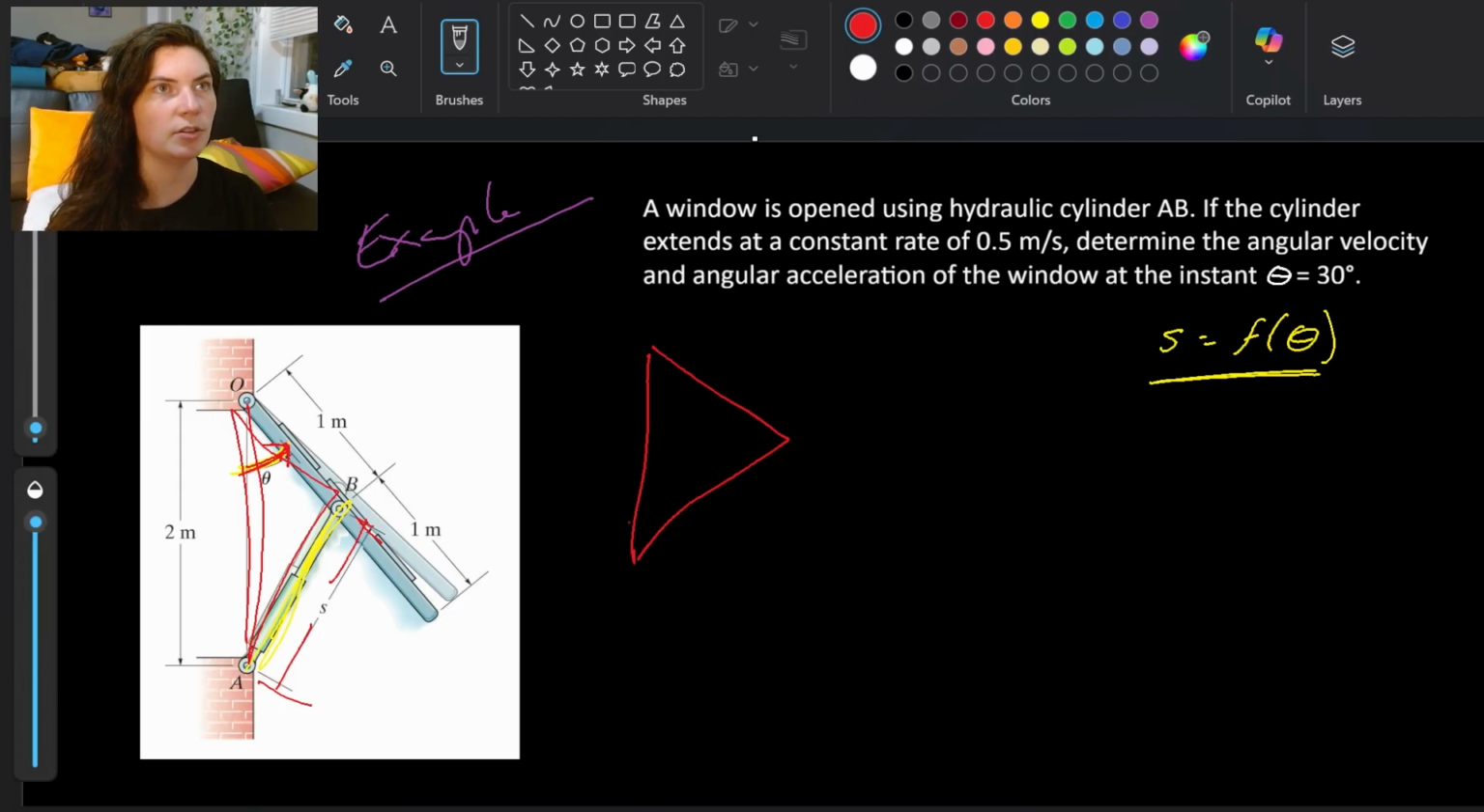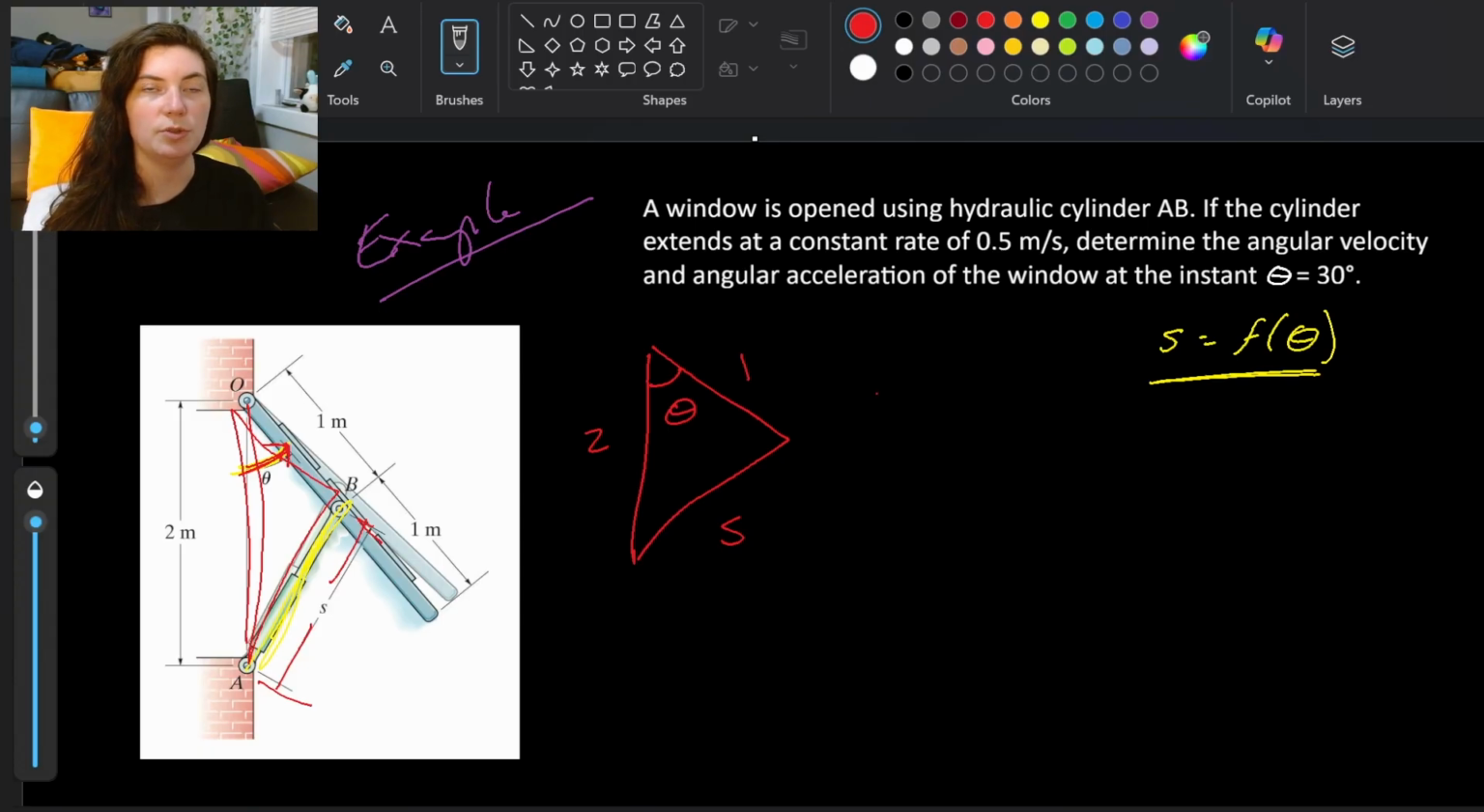I can see that from O to A, my length is 2 meters. From O to B, my length is 1 meter. I know AB, that distance, is s. And this angle here, theta, gives us the rest of this relationship. Remember, I'm not going to plug in any numbers yet. I'm just going to set up my relationship, trying to relate s and theta.